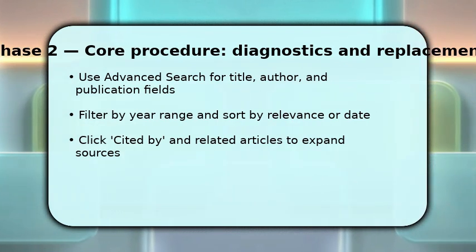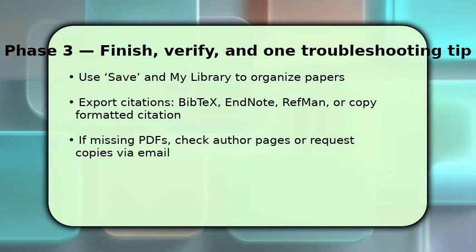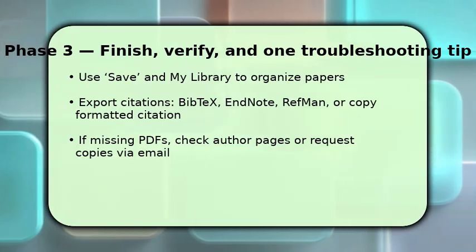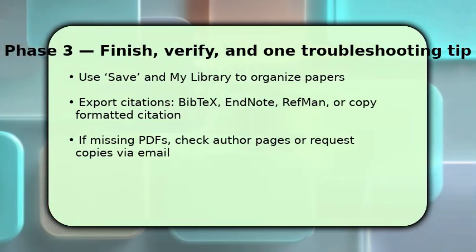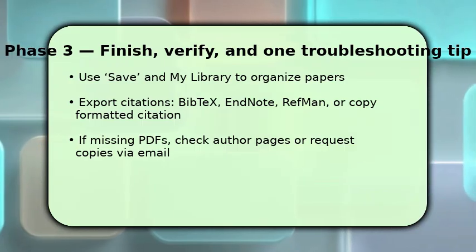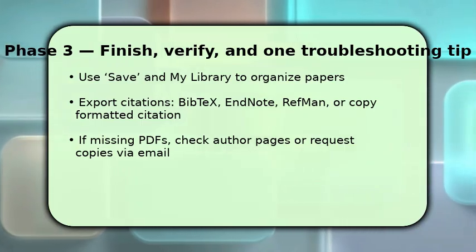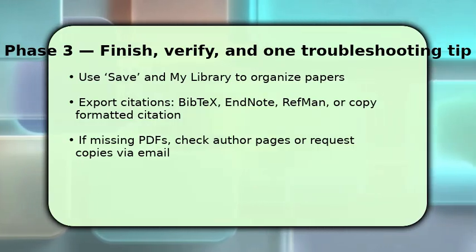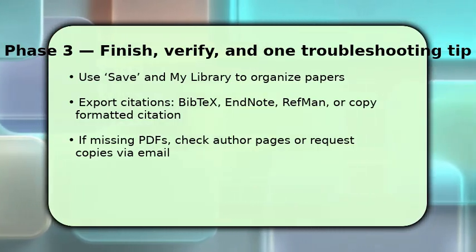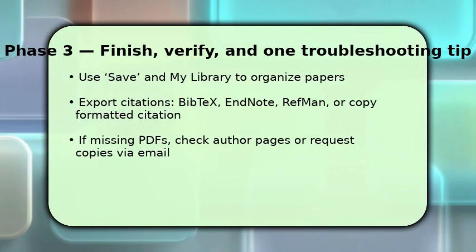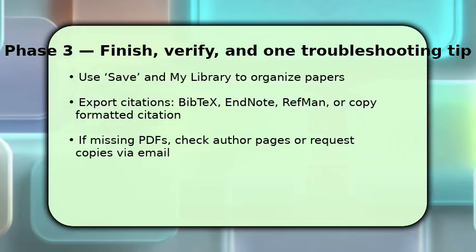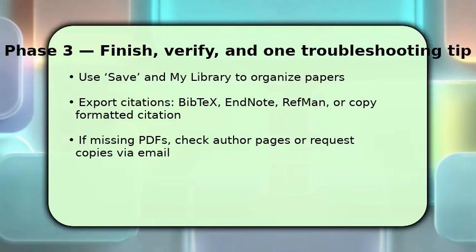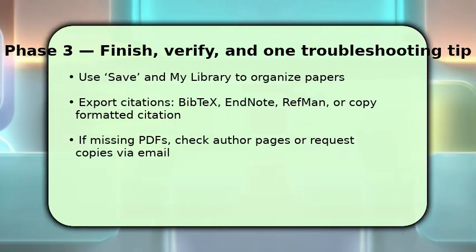Finish by saving selected records to my library and exporting citations in the format your project needs, such as BibTeX or EndNote, which speeds referencing. Make sure to check publisher links and available PDFs on the right. When full text is absent, visit author pages, institutional repositories, or email authors. Most respond. If results seem off, broaden keywords or remove strict filters, then resort by date. This troubleshooting often surfaces overlooked articles and completes your literature.